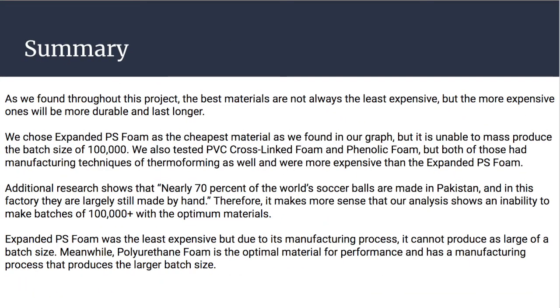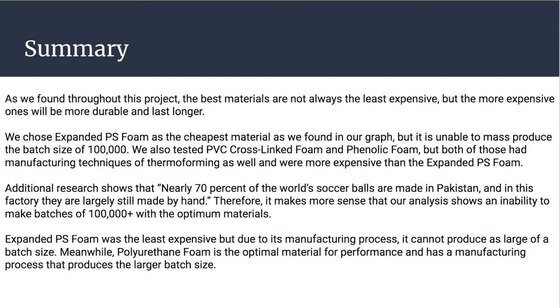In summary, as we found throughout this project, the best materials are not always the least expensive, but the more expensive ones will be more durable and last longer. We chose expanded PS foam as the cheapest material, as we found in our graph, but it is unable to mass produce the batch size of 100,000. We also tested PVC cross-linked foam and phenolic foam, but both of those had manufacturing techniques of thermoforming as well and were more expensive than the expanded PS foam.